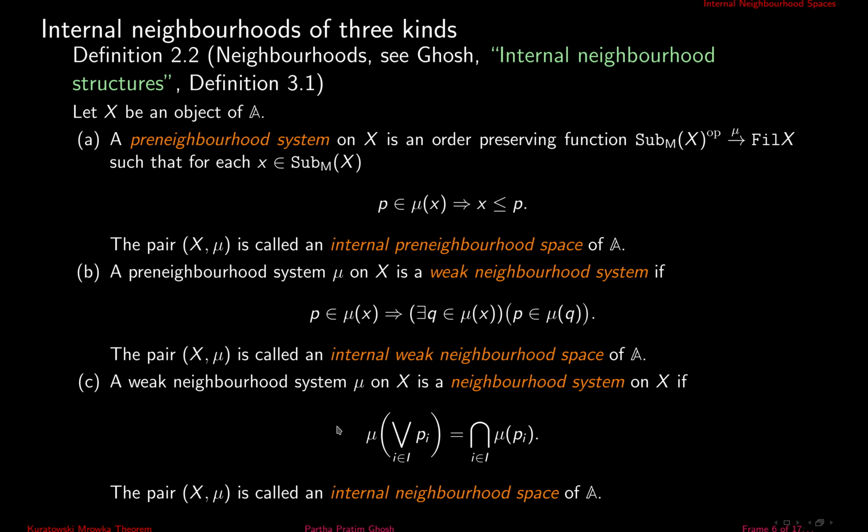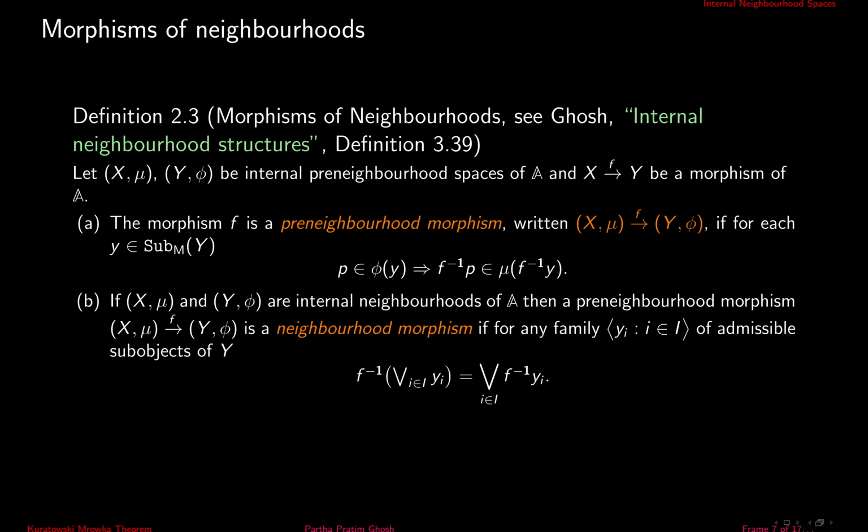And furthermore, the demand that each pre-neighborhood of a join is actually the pre-neighborhood of each of its joins gives us internal neighborhoods. The moment we have different neighborhood systems, we can discuss what are its morphisms.